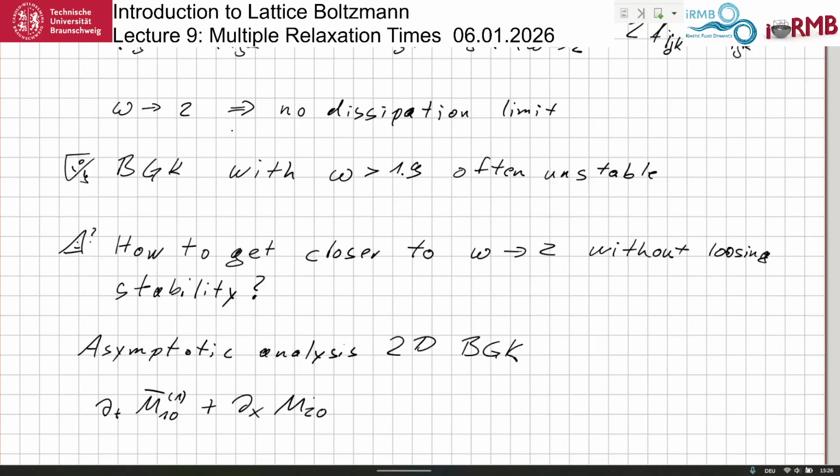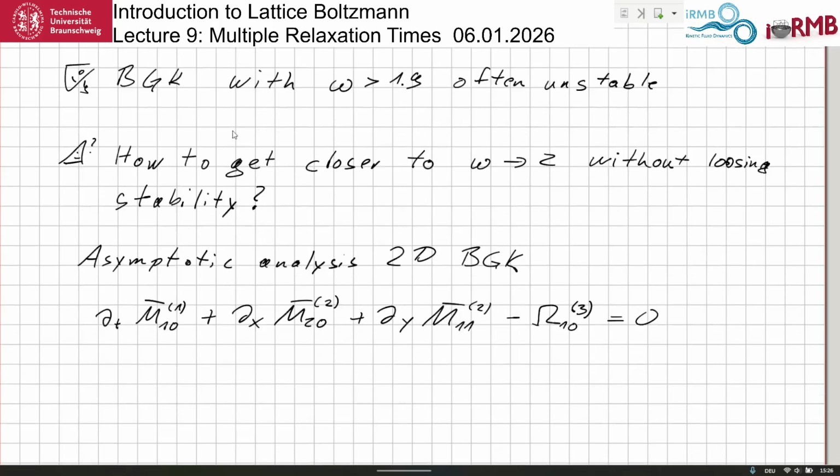And here we had the second order moment, dy, and the other second order moment to second order, and here we have something that would be a forcing term, and this is equal to 0, all of that. So, of course, this is the Navier-Stokes equation, because this m10 to first order is rho to the 0 order times u to the first order.